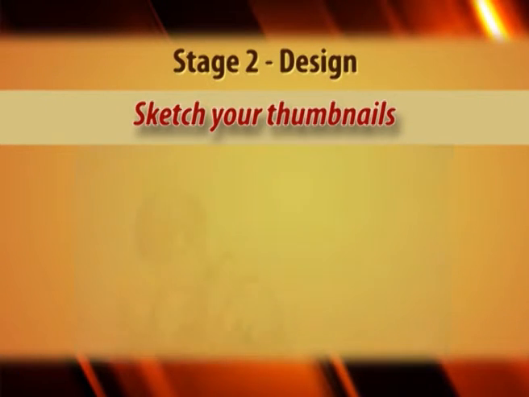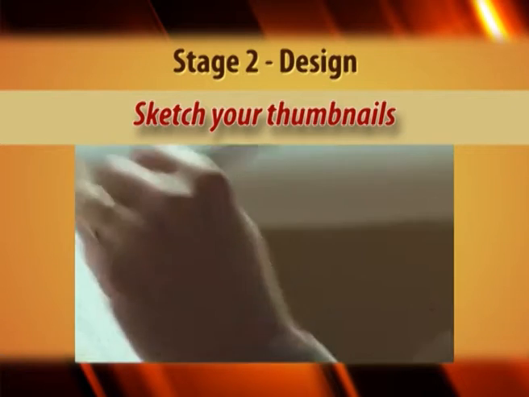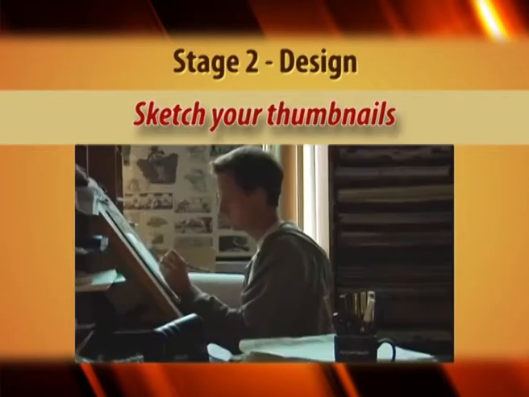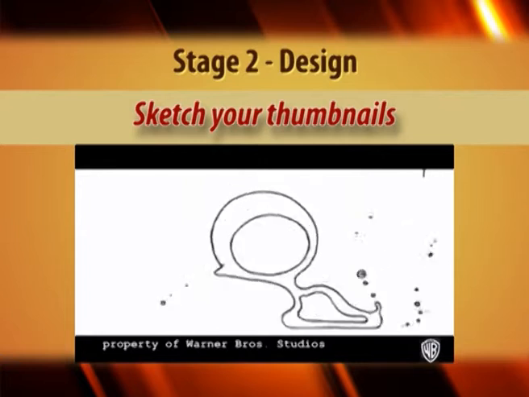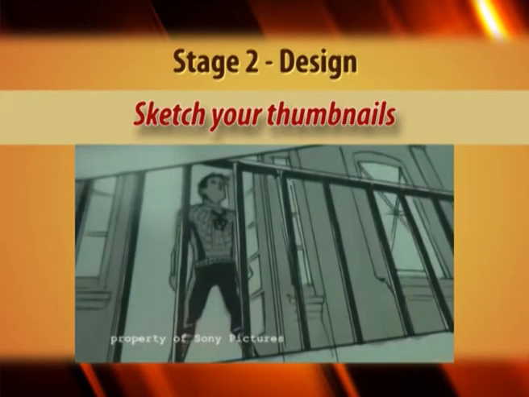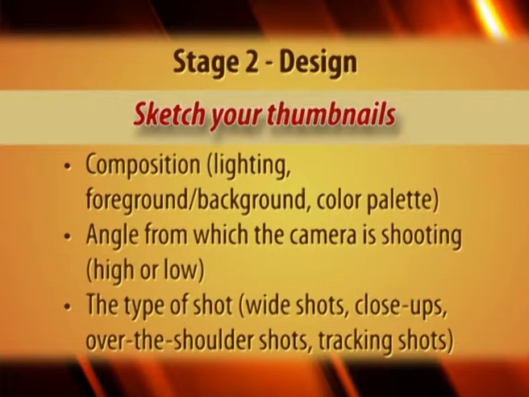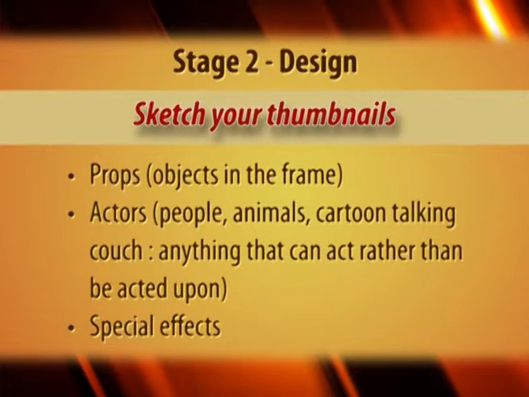Sketch your thumbnails. Start bringing the scenes to life by drawing the sketches you mapped out into the template you designed. This is just your rough draft, so don't try to make it perfect. As you sketch each scene, include elements like composition, that is lighting, foreground, background and color palette. Angle from which the camera is shooting, whether it is a high angle or a low angle. The type of shot, is it a wide shot, close up, over the shoulder shot or a tracking shot. Props, that is the objects in the frame. Actors, anything that can act rather than be acted upon. Special effects.